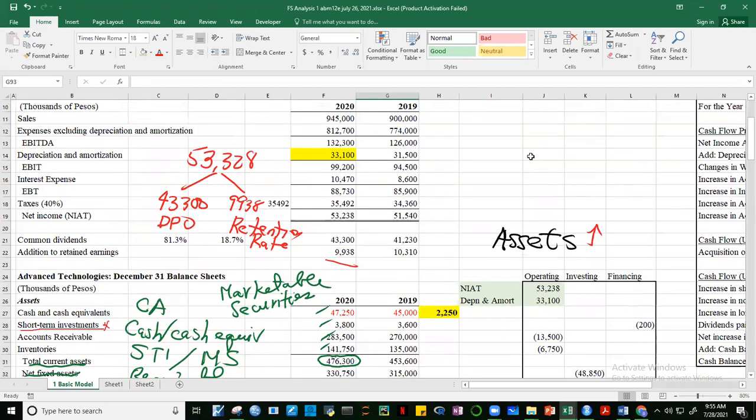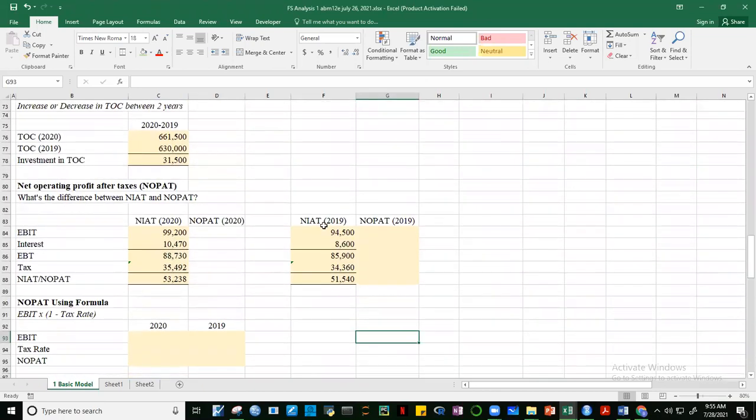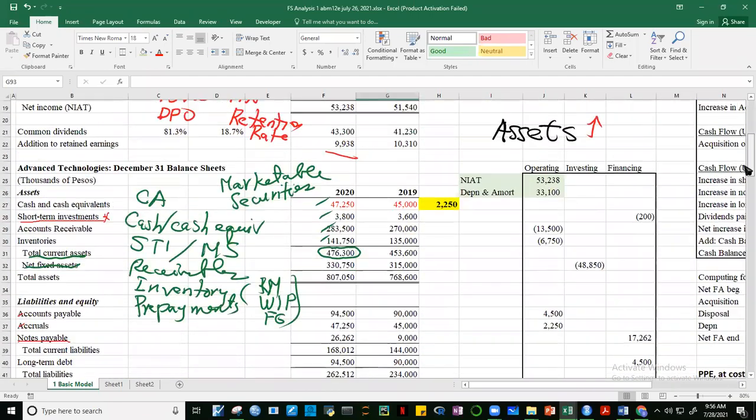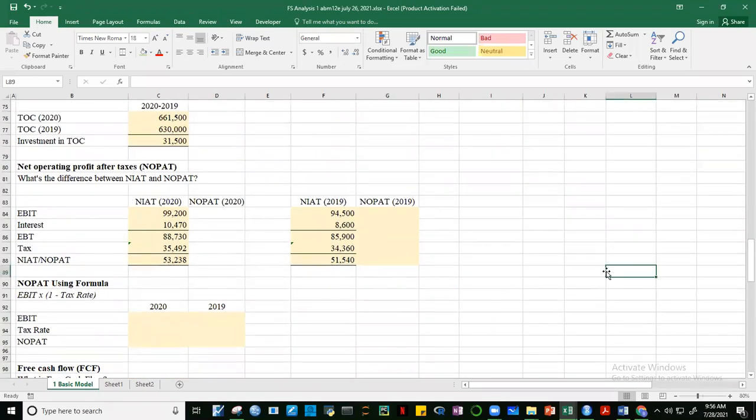Ayan, tama. Then 86. Okay, sandali, baka may question. Okay, thank you, Syra. So, kinapi to the right ko, and then minove ko na lang yung minove ko dito sa net income after tax ng 2019. Tama ba, guys? Ang net income after tax for 2019 is 51,540. Yan, tama. Okay? All right. So that takes care of the net income after tax for 2020 at saka 2019. Alam na natin yan, no? We know how to get that. We know how that was solved.